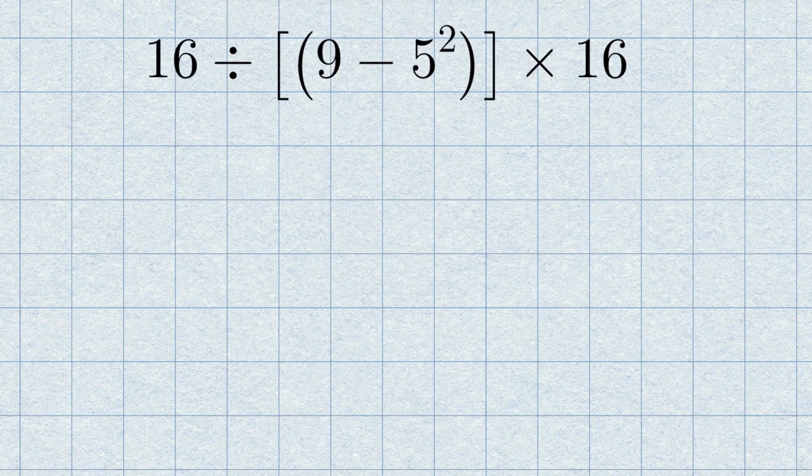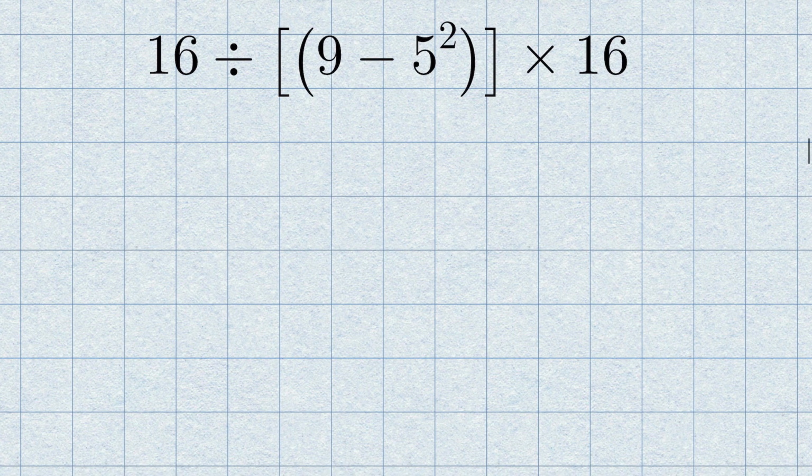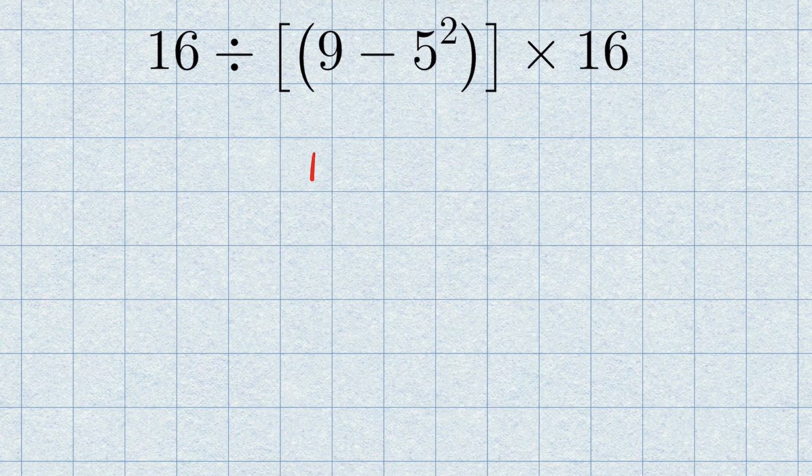16 divided by {9 minus 5 square bracket closed} times 16. How do we solve this? So as per the order of operation, we first solve parentheses.